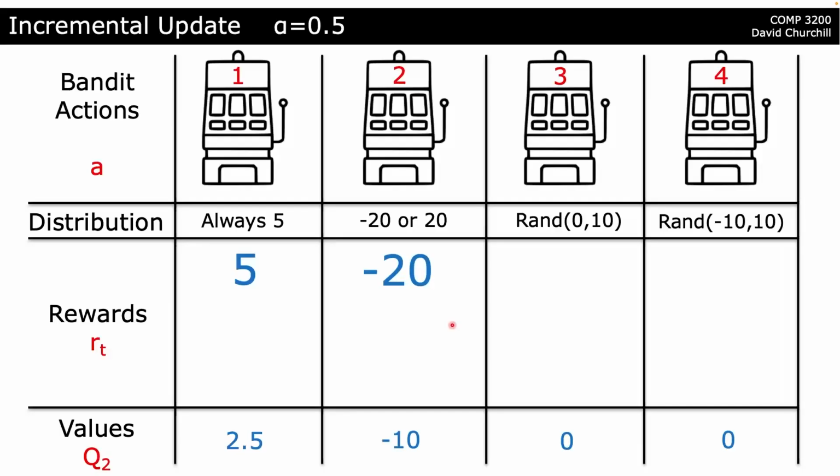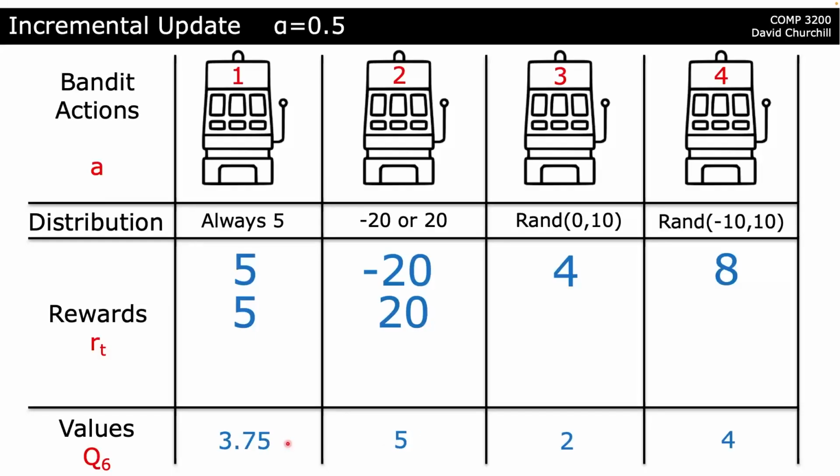Okay, let's see, I get the minus 20. I go halfway between 0 and minus 20, so now I have minus 10, okay? The next one, I get the 4, I go halfway between 0 and 4, so that's 2. I got my 8, now I go halfway between 0 and 8, and this is 4. I get my next 5, so I go halfway between 2.5 and 5, which is 3.75.